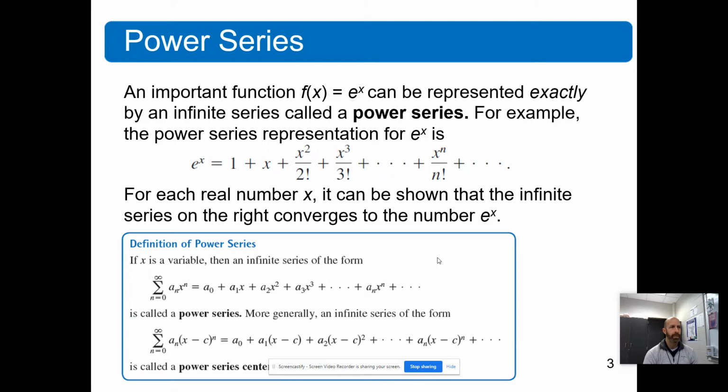So here's our formal definition. If x is a variable, then the infinite series of the form a sub 0 plus a sub 1 times x plus a sub 2 times x squared, etc., is called a power series. More generally, an infinite series of the form a sub 0 plus a sub 1 times (x minus c) plus a sub 2 times (x minus c) quantity squared, etc., is called a power series centered at c. So our first power series here is centered at 0.